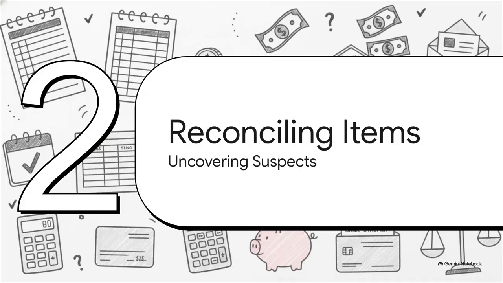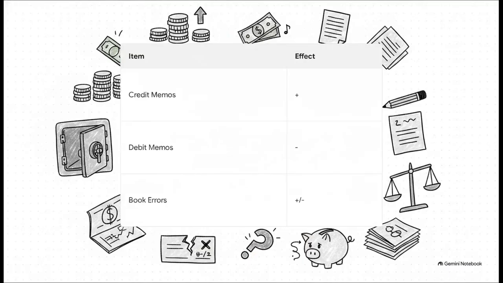Moving into Part 2, identifying the reconciling items. Time to uncover the suspects causing all this trouble. First up, let's analyze the items that affect your ledger balance. These are things the bank has already processed, but you just haven't recorded in your books yet. So credit memos, they increase your balance. Think of things like notes receivable collected by the bank on your behalf, or maybe some interest you've earned.